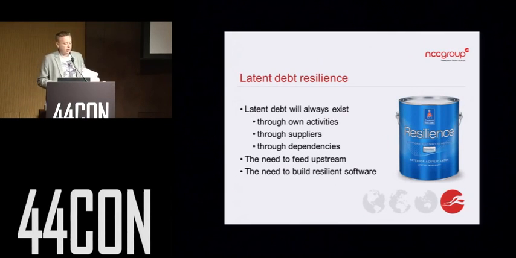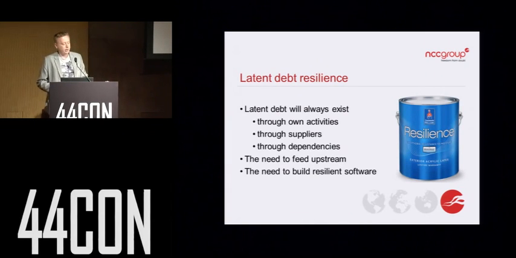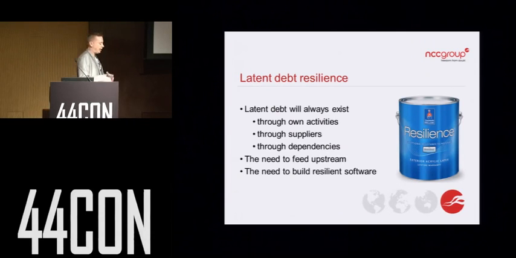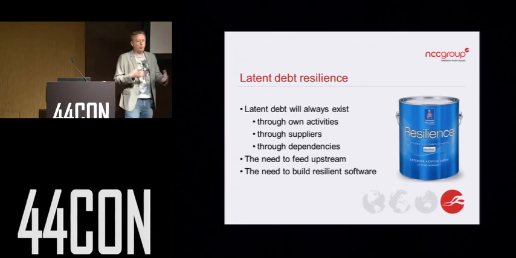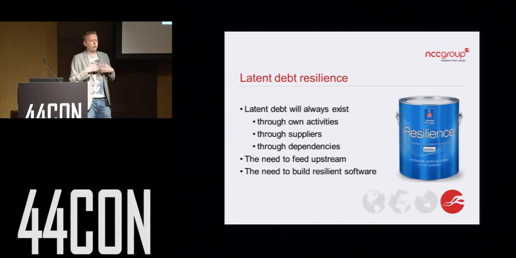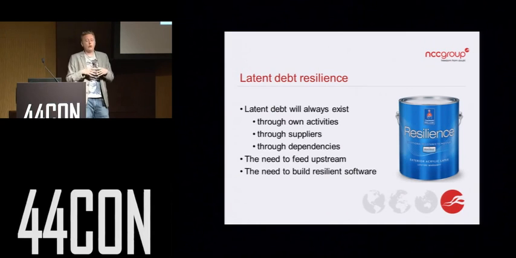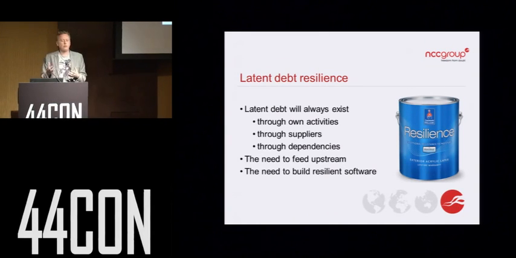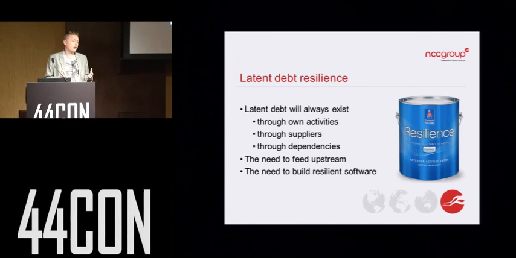So one of the things that is increasingly being thought about is latent debt. The idea is that we have software that's so complex and ever-changing that vulnerabilities pop up all over the place. We don't have the resources to discover them, let alone fix them. So how do we deal with this and build more resilient software? The other phrase used to describe this is rugged software.